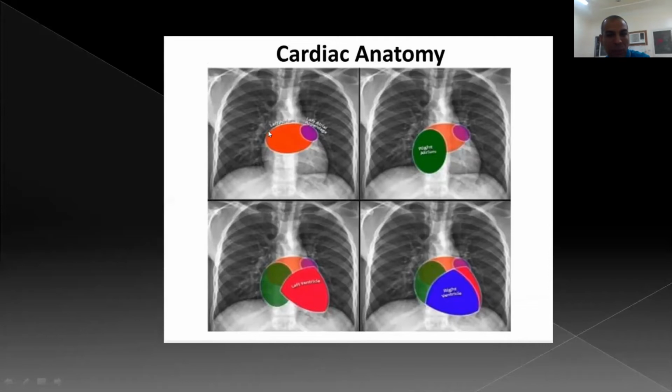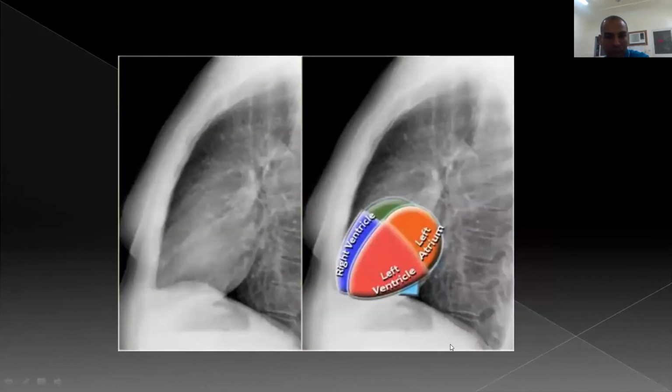Superiorly and posteriorly, we will have the left atrium. And we have here a small part of the left atrial appendage. This one is in the third space, as we discussed in the first lecture. And we have the left ventricle. Left ventricle, this red one, will form the left cardiac border. In the lateral view, the right ventricle will form the anterior part of the heart, while the left atrium will form the posterior part of the heart.